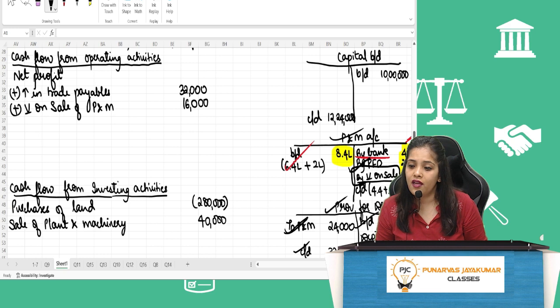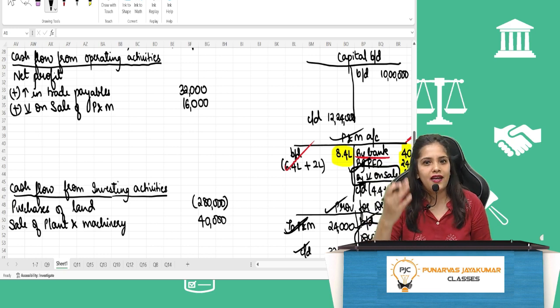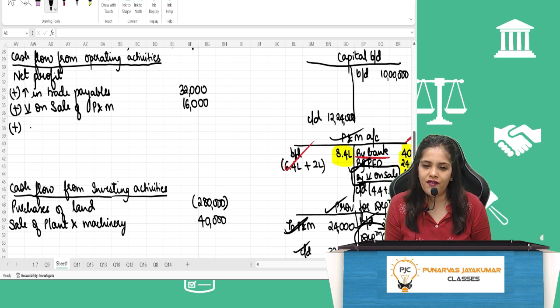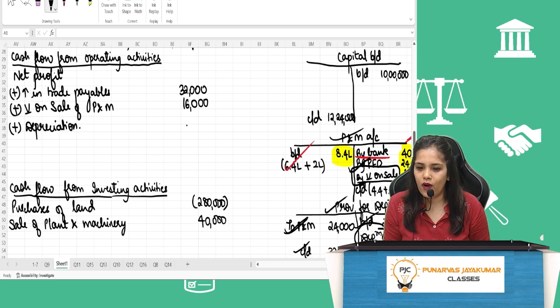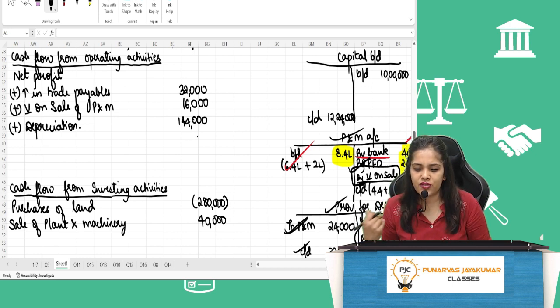Then in this account, balance brought down, balance carried down, we don't write anywhere. What about depreciation? Where should we write? Add it back to operating activities, because depreciation is a non-cash expenditure. That time we would have deducted the depreciation in P&L. So now we should add back. Add back depreciation, 1,44,000. Clear till here? Rest of the sum is very easy.